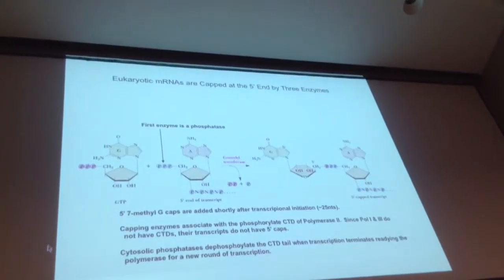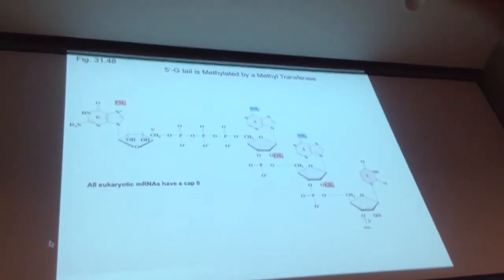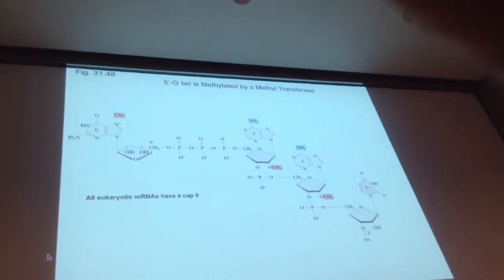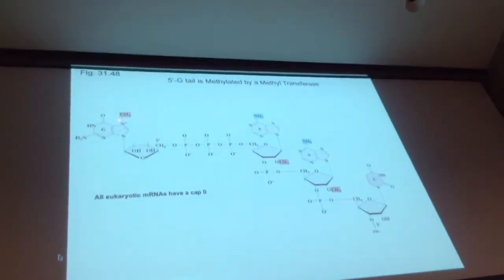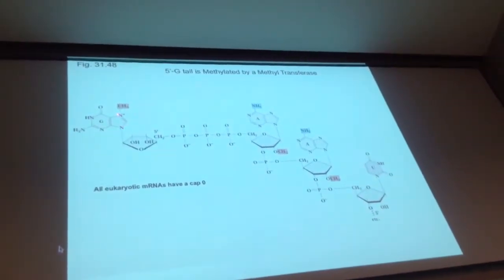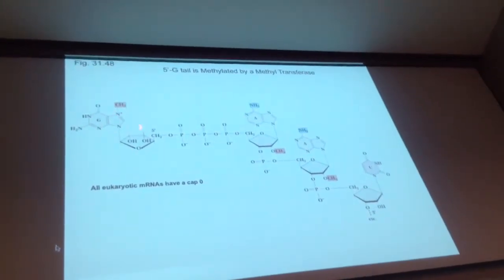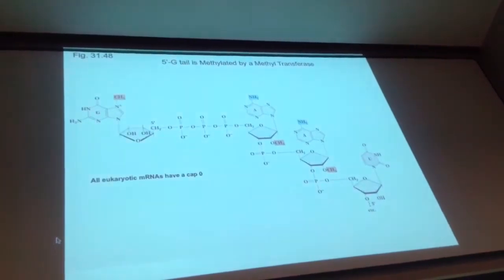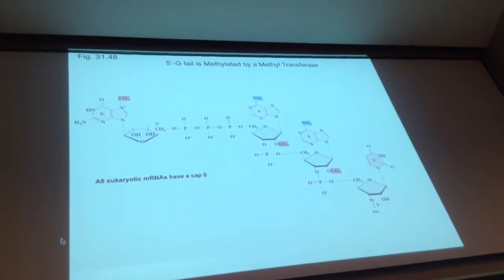So the first enzyme is this guanylyl transferase that makes this linkage here. The second enzyme actually methylates the cap. There's the 7-methyl G; this is number 7 right there. That nitrogen is the 7th atom in this purine ring, and there's a methyl group on it. So that's the second enzyme, the methylation enzyme.